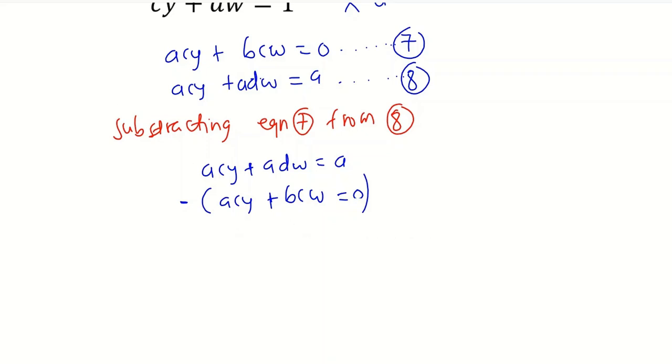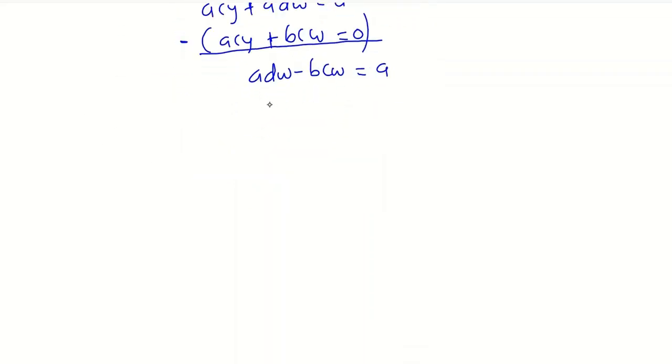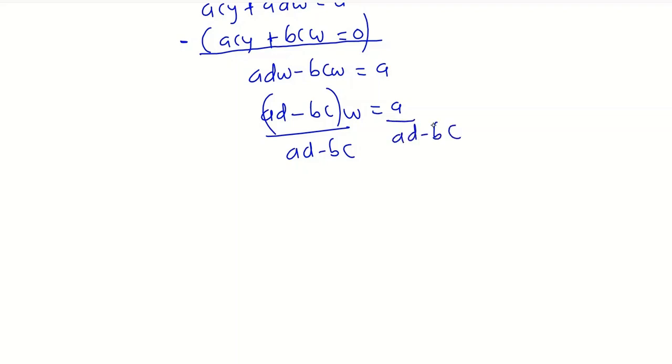And we know that ACY minus ACY gives us 0, and we have ADW minus BCW is equal to A minus 0, which is A. We can see that W is common in the two terms, so we can factorize W out, and at this point we have W times AD minus BC is equal to A. Finally, for W, we just divide here by AD minus BC, and this cancels that, and we have W to be equal to A out of AD minus BC, and this becomes the value of W.